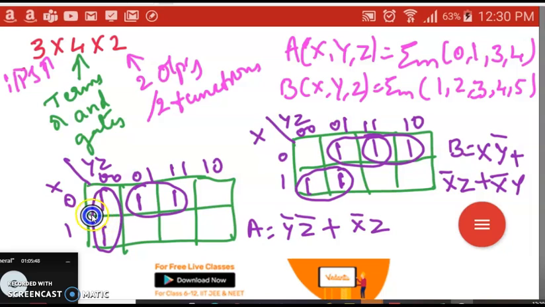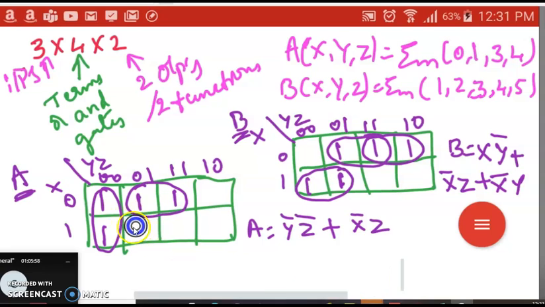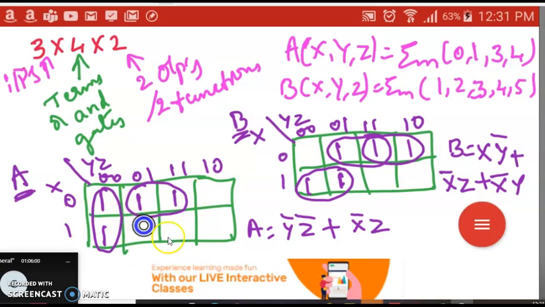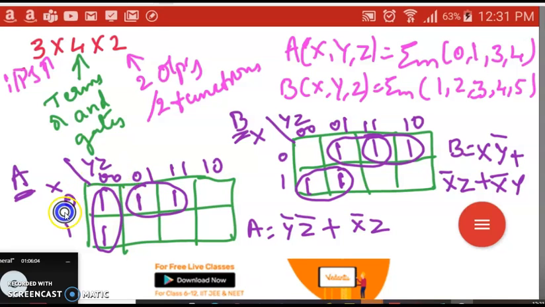Draw the K-map. So this is for A. This is for the function B. Okay. So write the entries into the K-map: 0, 1, 3, 4. It's been written. And do the grouping. So we get the expression for A: Y bar Z bar and X bar Z is the expression for A. For B, we have an expression.